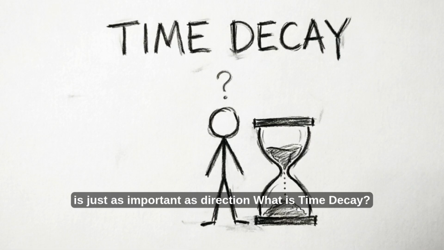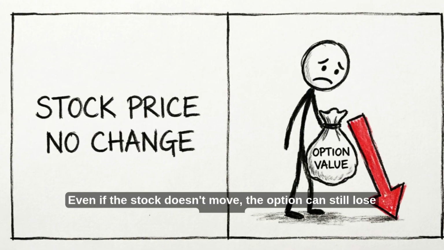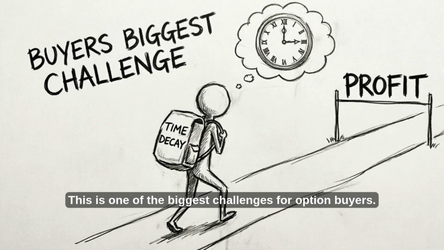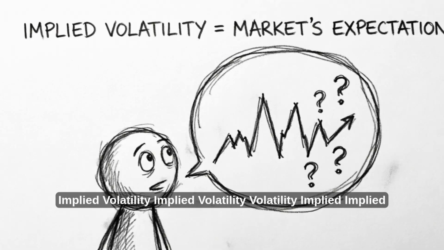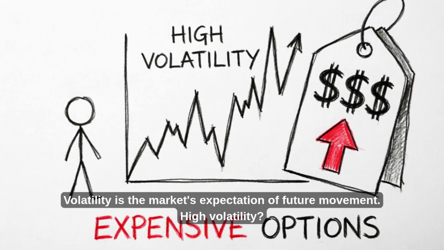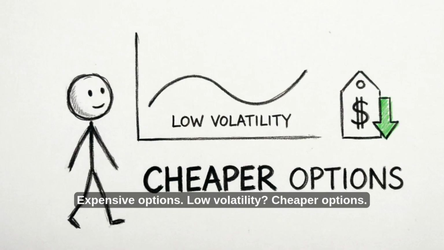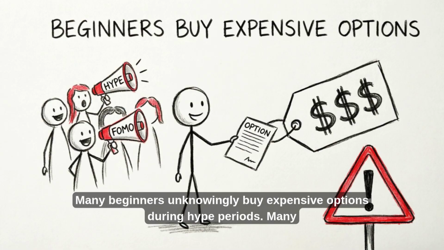What is time decay? Time decay means options lose value as time passes. Even if the stock doesn't move, the option can still lose money. This is one of the biggest challenges for option buyers. Implied volatility, simple version. Implied volatility is the market's expectation of future movement. High volatility, expensive options. Low volatility, cheaper options. Many beginners unknowingly buy expensive options during hype periods.